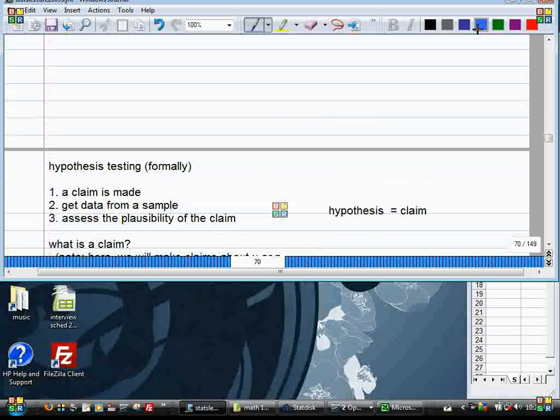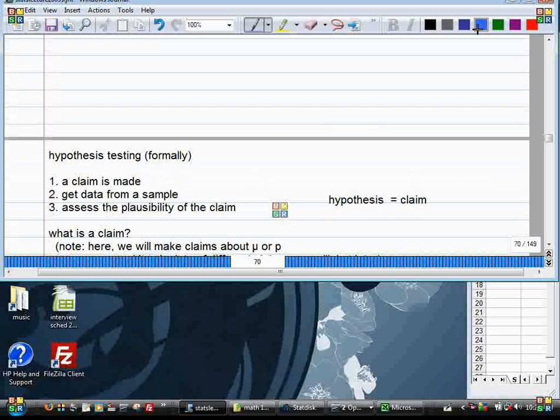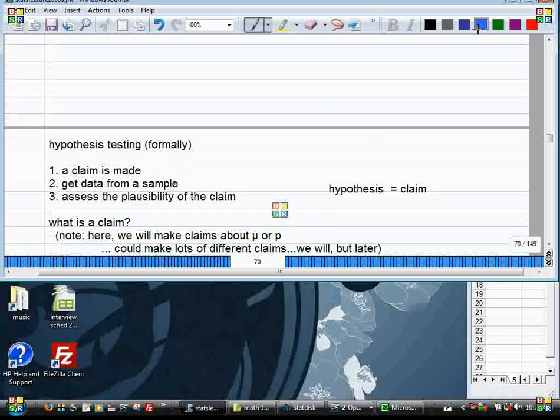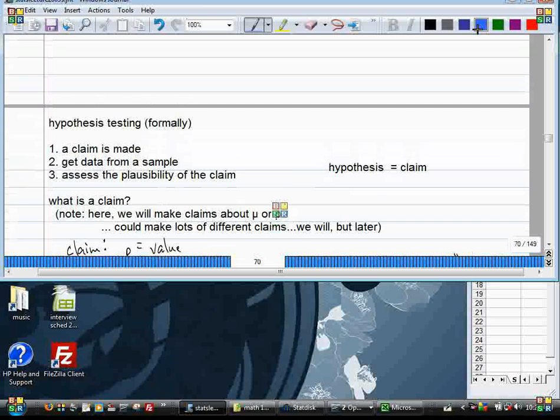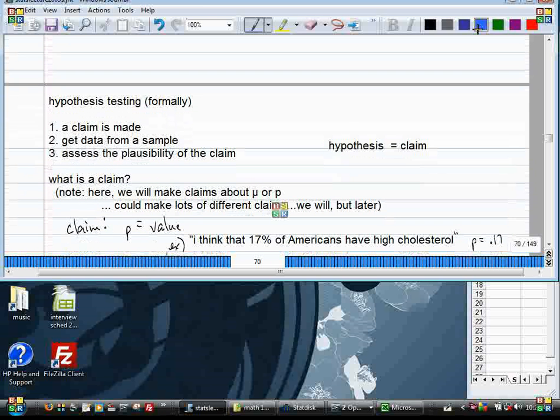All right. So what is a claim in hypothesis testing? And just going forward, for a while, we're going to stick to making claims about the mean mu or the proportion p. There are lots of different sorts of claims you can make, and we'll get to that later. So for now, we'll just assume we're talking about mu or p. One sort of claim, you can say that p equals a certain value, like we just did. I think that 17% of Americans have high cholesterol. That's a claim.